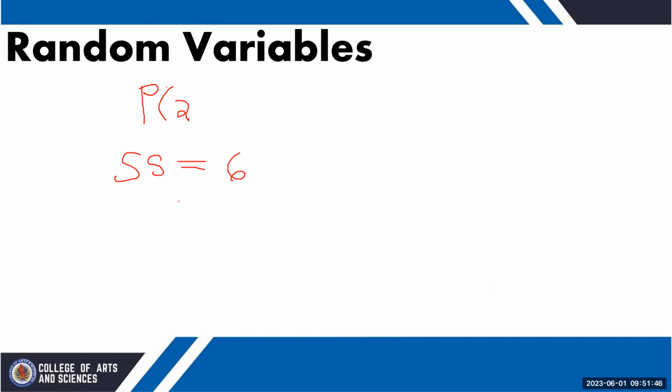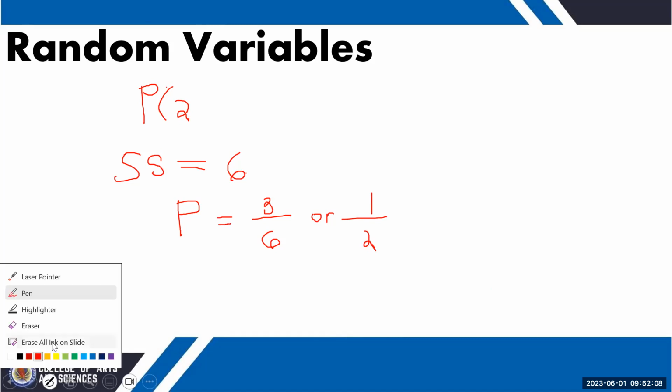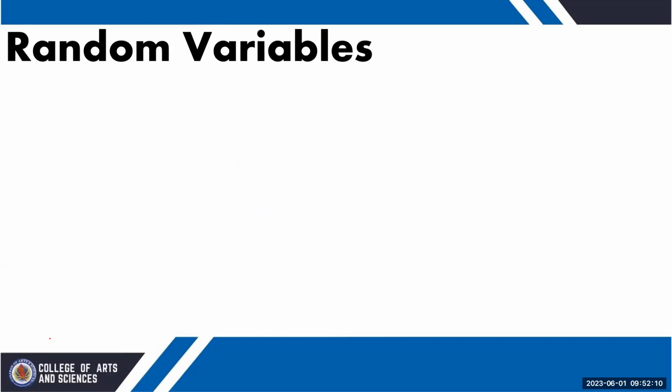Meron tayong 3. Therefore, ang probability natin should be equal to 3 per sample space, which is 6. Or we can say that the probability is just the same as 1/2. That's it. Okay? Ganun lang ang pagkuha ng probability in the simplest possible way.